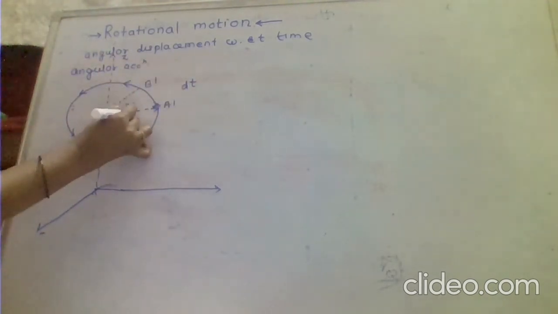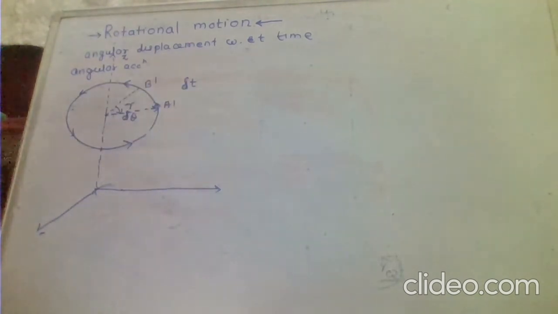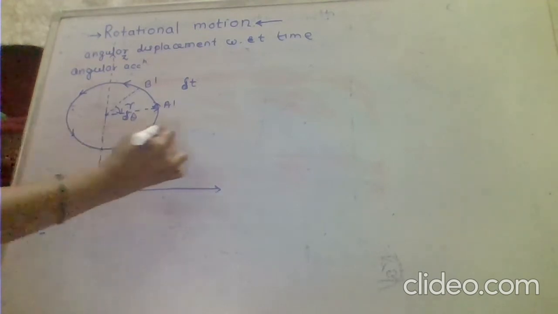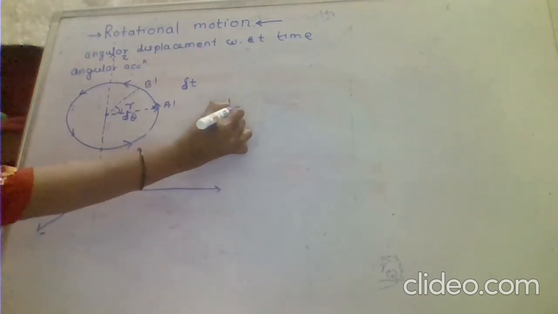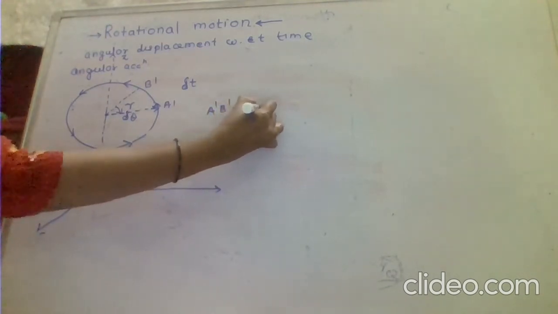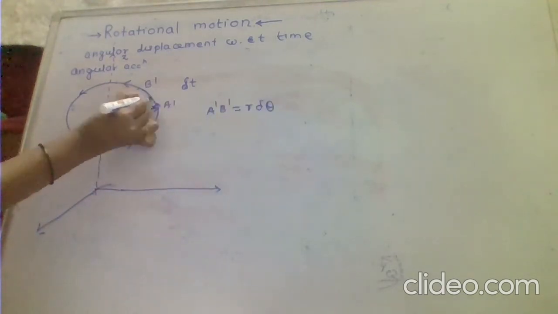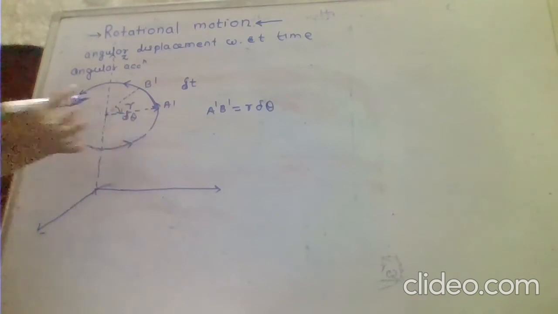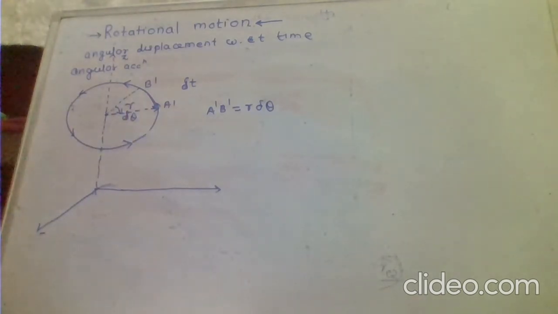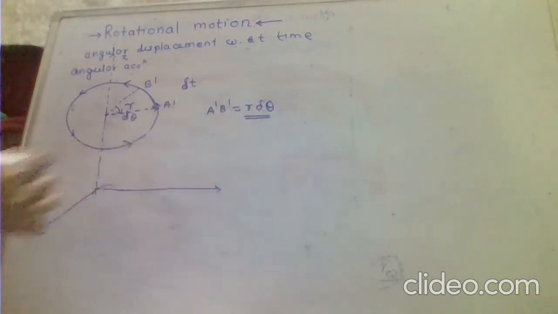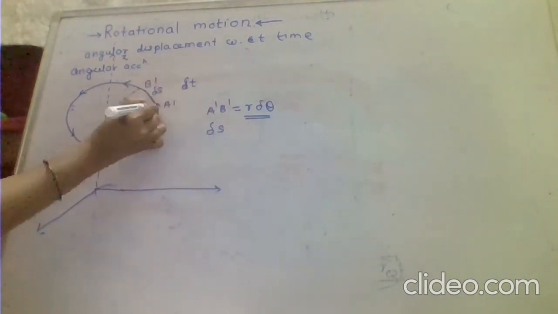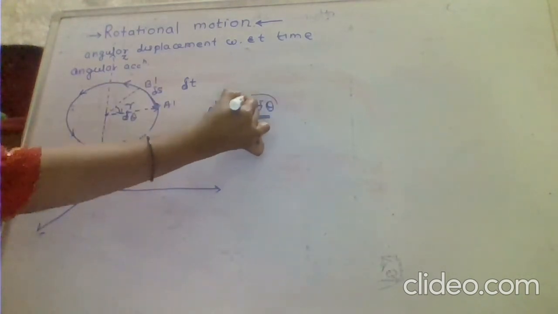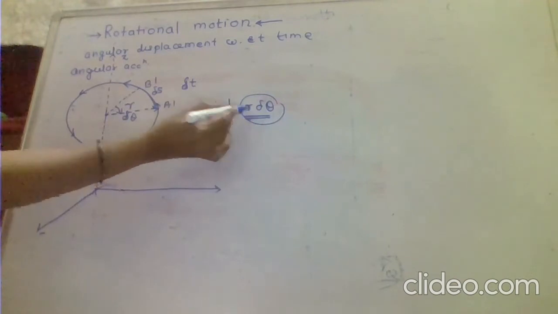So instead of d theta we use partial theta in time partial t. Then the displacement A dash B dash, the arc, is equal to r into partial theta, that is radius into angle. This is the displacement of the particle. And ds means the linear displacement of the particle, which is r d theta.